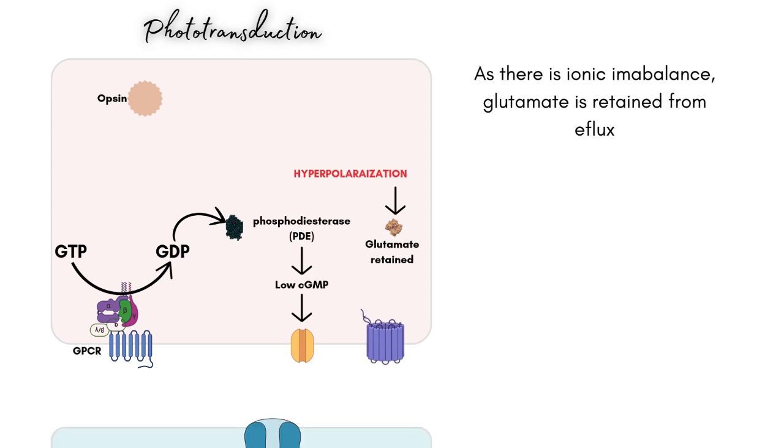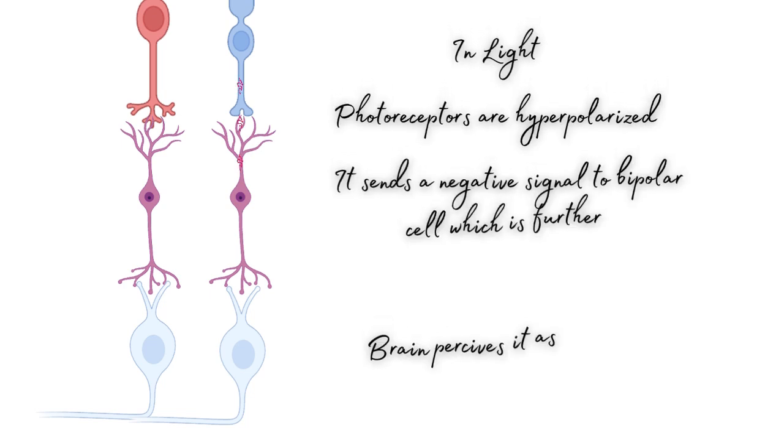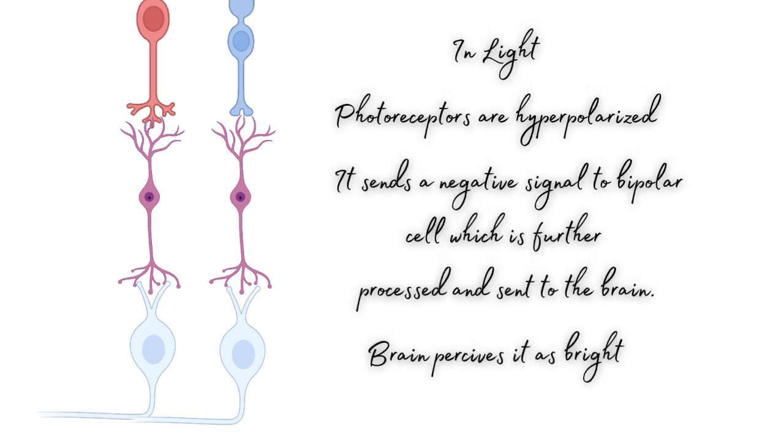The opposite signal is perceived by the bipolar cell in the absence of glutamate. In light, photoreceptors are hyperpolarized. It sends a negative signal to the bipolar cell, which is further processed and sent to the brain. The brain perceives it as bright.